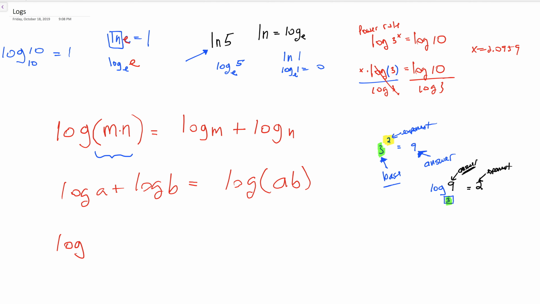Okay, so you have log m over n. Well, that's the same exact thing as, what do you think it is? Log m minus log n. All right, so there's that. There are, let's see, a couple of other things that I'm forgetting. Hold on a second.